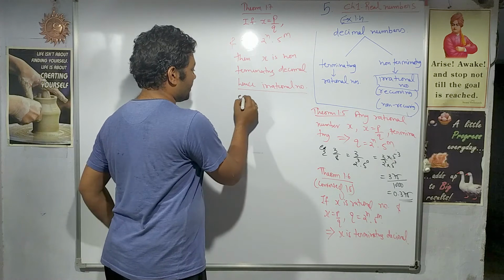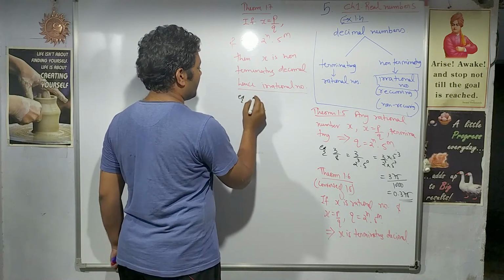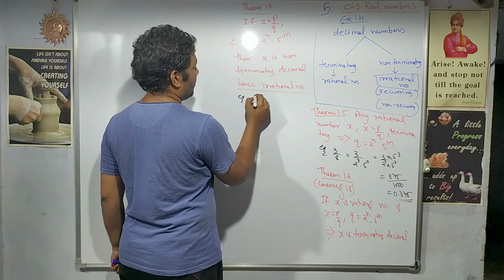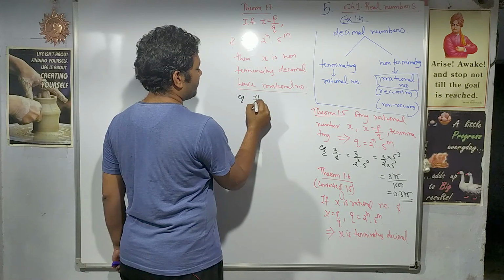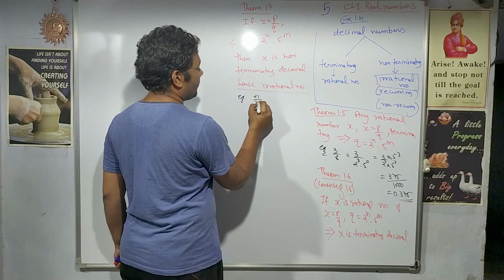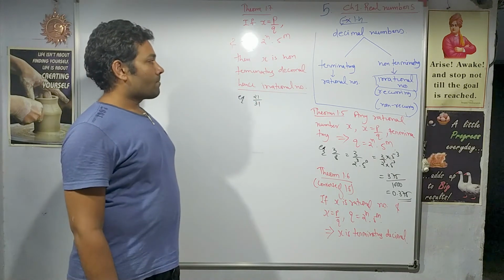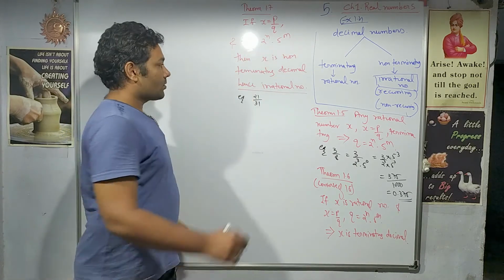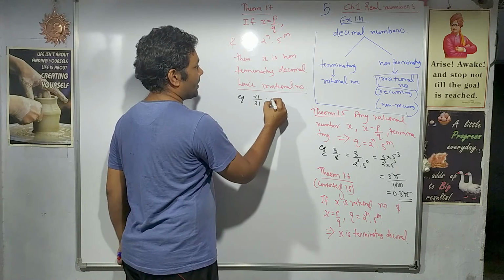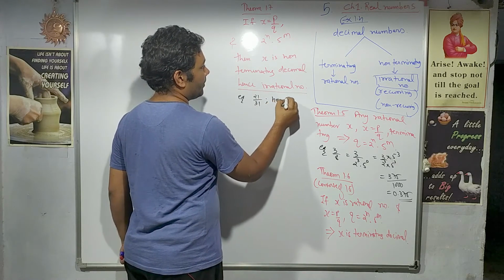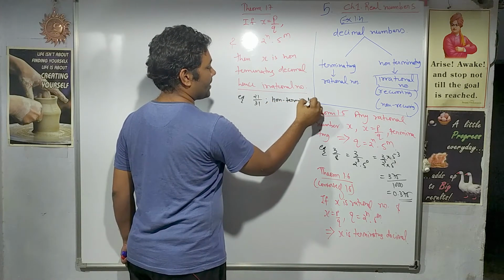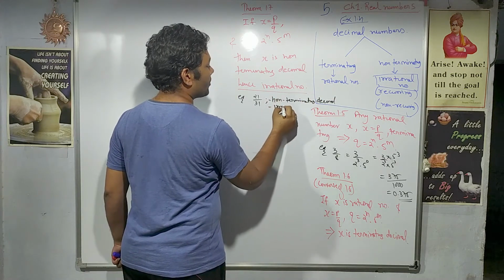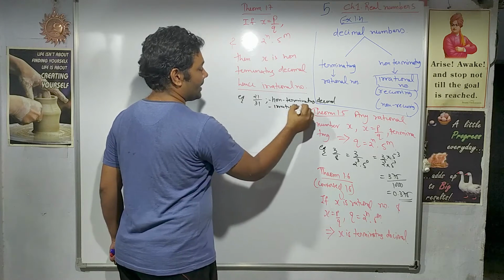Let us take an example. If we take an example of, let us say, 21 by 31. Obviously in this case the denominator is neither of the form, so for sure it is a non-terminating decimal, right? As well it is an irrational number. Let us divide and check.